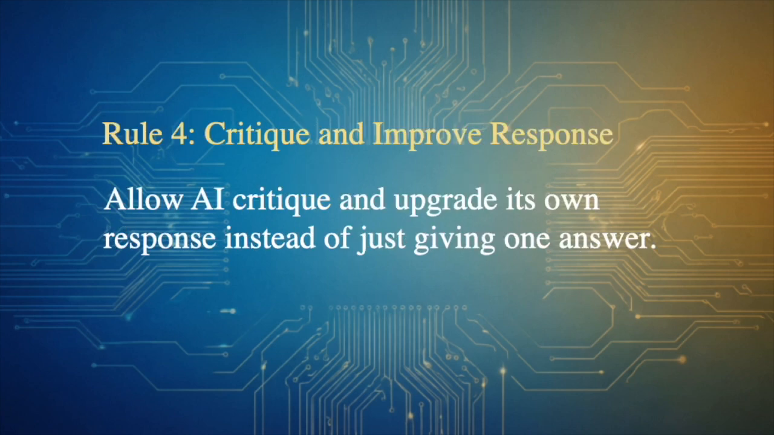Rule 4: Critique and improve. In prompt engineering, this is when you instruct the AI to not only give an initial answer, but also evaluate its own response, identify weaknesses, and then improve or refine it, which leads to higher quality outputs because the model can correct missing details, unclear explanations, or weak structure. Instead of producing just one static answer, the AI first generates a response, then critiques it for accuracy, clarity, completeness, and relevance, and finally produces an upgraded version, making the result more reliable and polished.